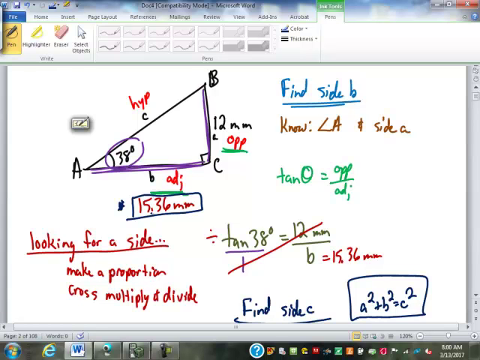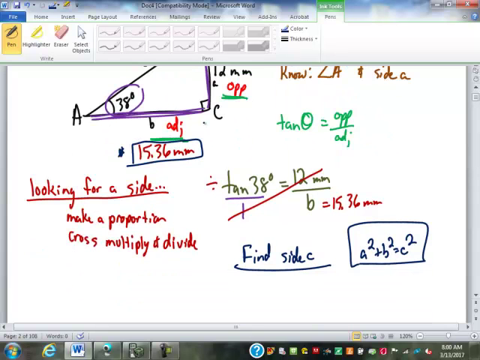So yes, I could use that to find c by doing a squared plus b squared equals c squared. Or I could use it by doing cosine. But I prefer to go back to numbers that were given to me because I know those are right. At least if they're not right, it's not my fault. It's somebody else's fault, right?